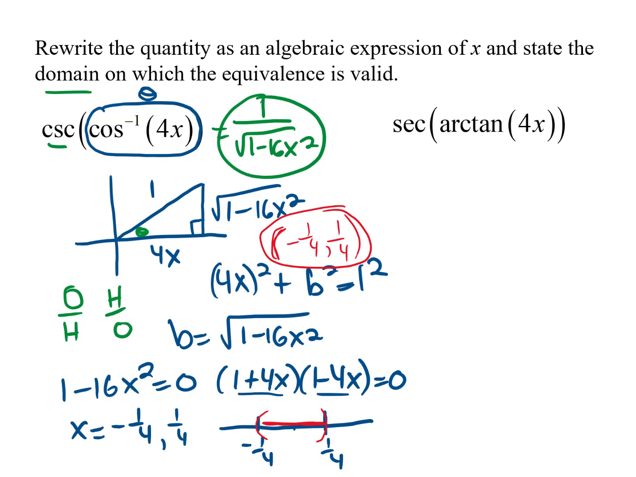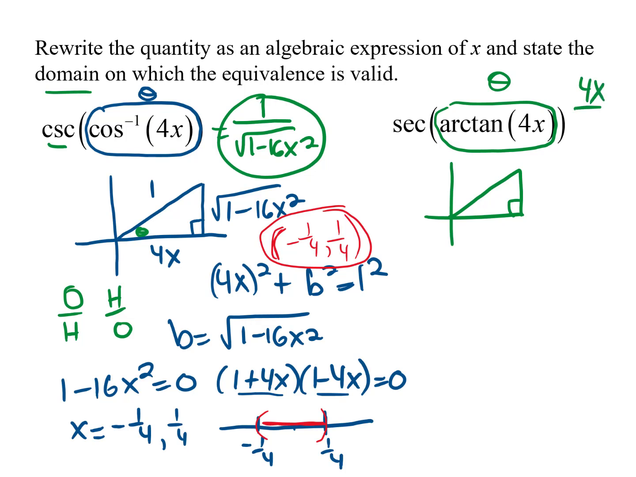Let's look at our other one. We have the same idea. The inverse trig function equals an angle. So I'm going to draw a triangle and I'm going to label it so that the tangent, which is opposite over adjacent, is 4x over 1.